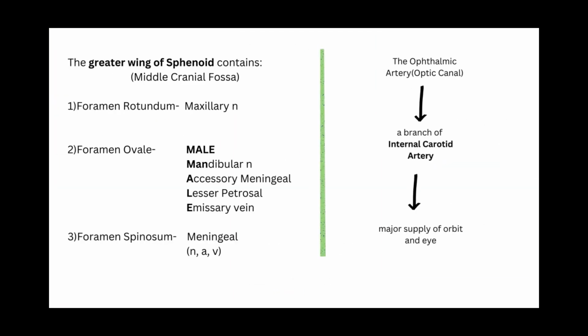So this one again shows all the three important foramina. Sorry, I forgot to mention the foramen spinosum, which has the meningeal artery, nerve, and vein. And the rotundum, oval, and foramen spinosum are all a part of the greater wing of the sphenoid. Okay, so that is in the middle cranial fossa. Another thing is that the ophthalmic artery, which passes through the optic canal, is a branch of the internal carotid artery, and that is the major supply of our orbit and eye. All of these fact points are taken from NBDE, First Aid, and the biomedical sciences.